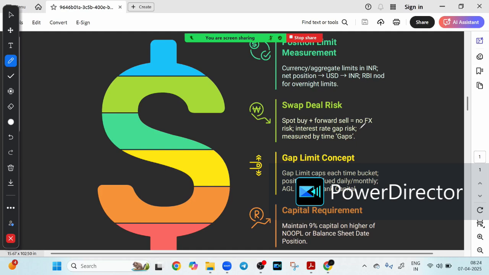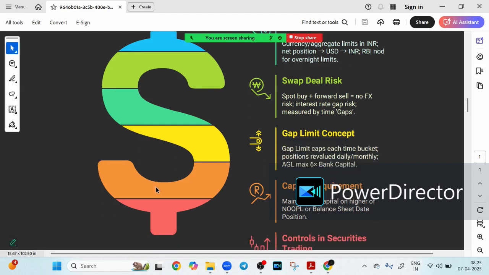This is where the time gap becomes crucial. The longer the gap, the higher the risk. Obviously it is not exposed to foreign exchange risk, but yes, it is exposed to interest rate gap risk. The higher the time gap between buying and selling, the higher the risk. That is interest rate gap risk. So you can see that swap deal risk is not such that no risk is there. Yes, risk is there: the interest rate gap risk.